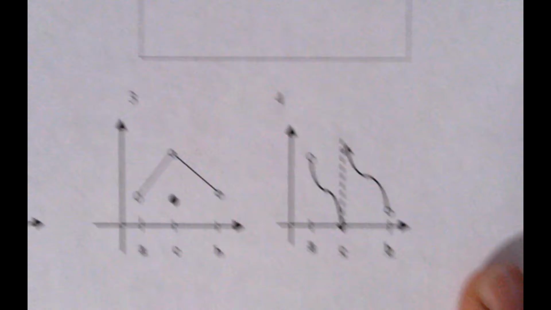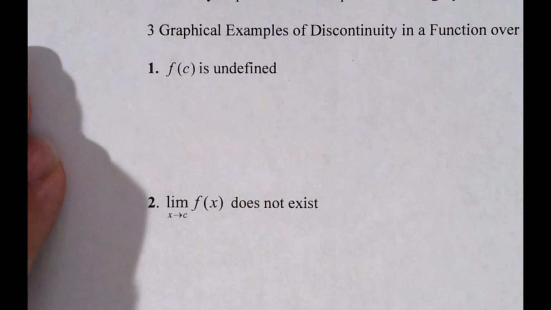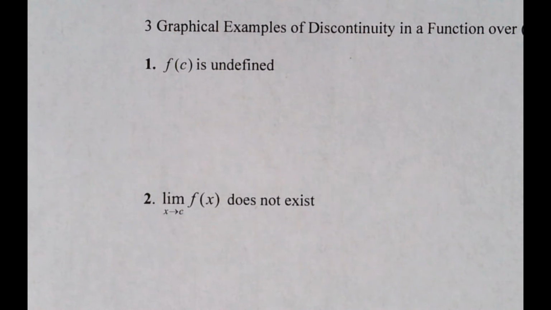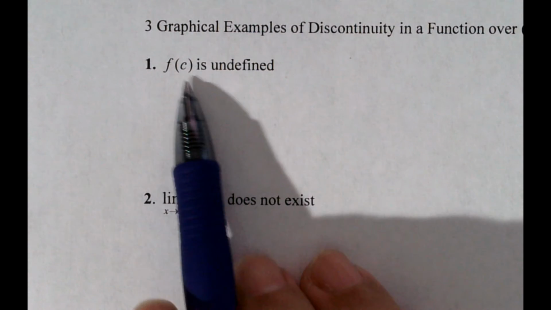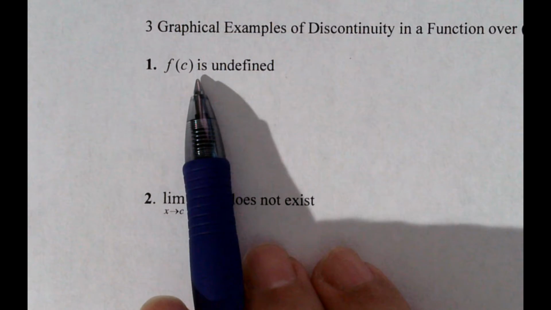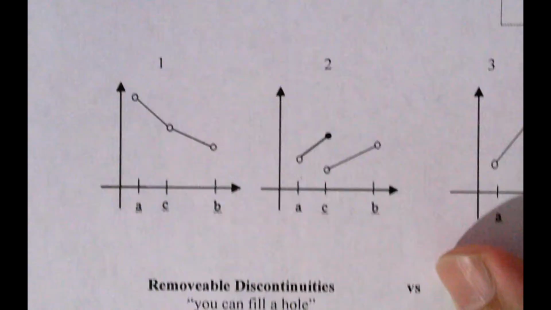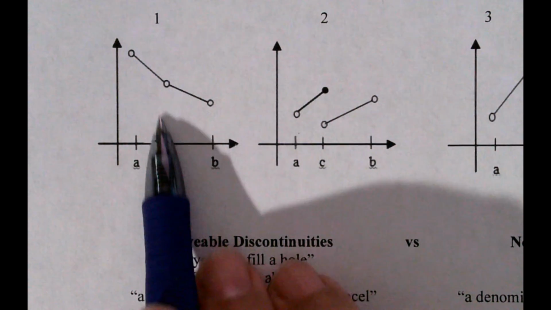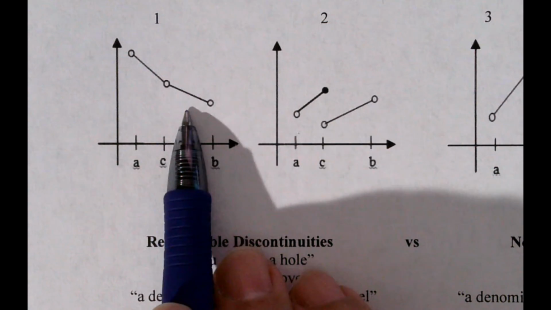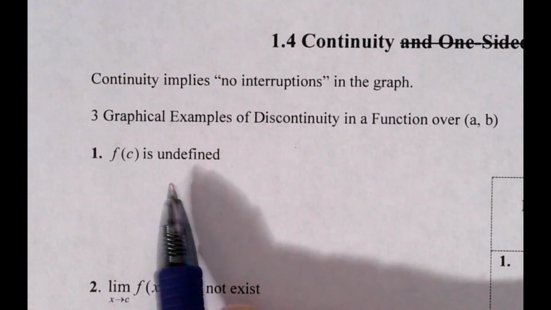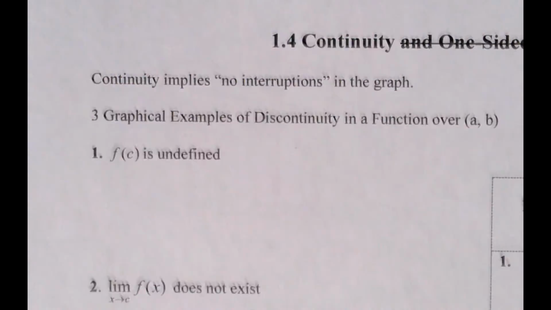Now, the question is, which of these do those instances describe? If a function is not defined at a specific point, then it's not continuous. So that's example 1 over here. At x equals c, the function does not have a value. That fits example 1, where f of c is undefined.